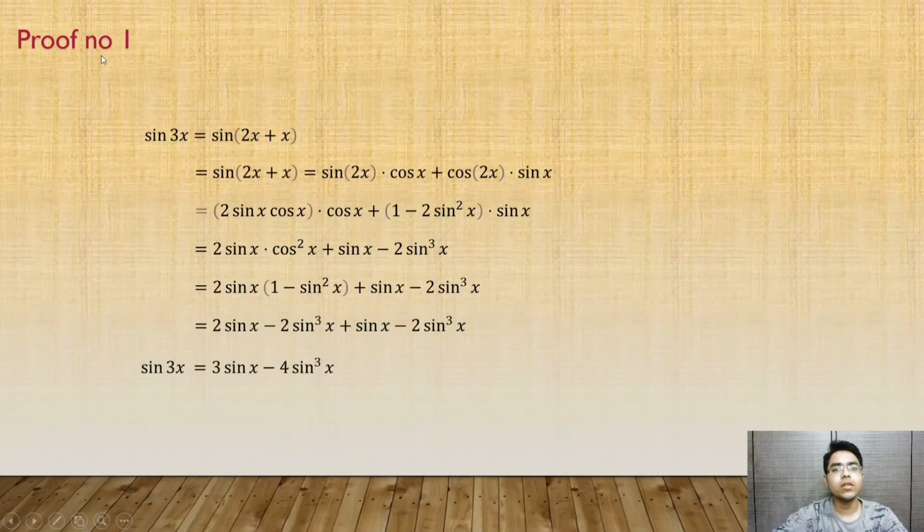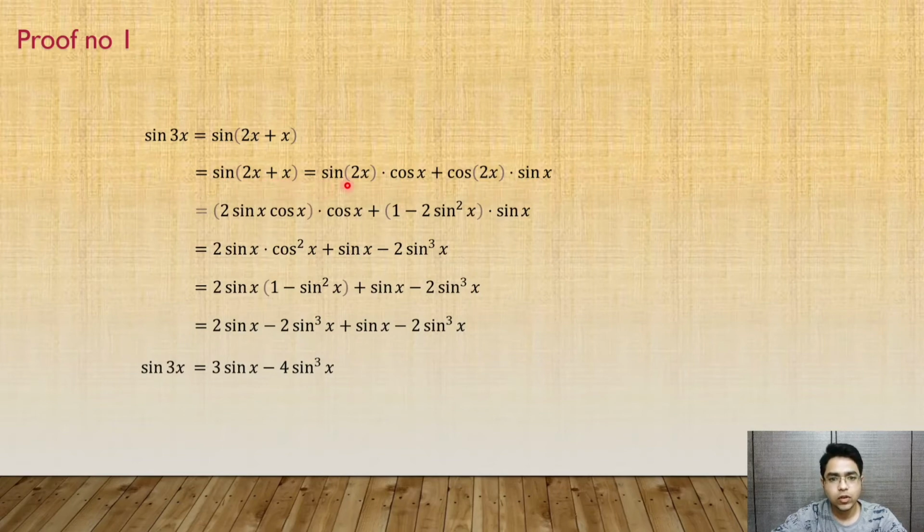Now we are beginning with proof number 1 of trigonometric ratios, the sine 3x formula, that will be equal to sine of 2x plus x. Here sine of 3x is split as 2x plus x. Now sine of 2x plus x can be further written as sine of 2x into cos of x plus cos of 2x into sine of x. This is the formula of sine of x plus y. See, here x is equal to 2x and y is equal to x.